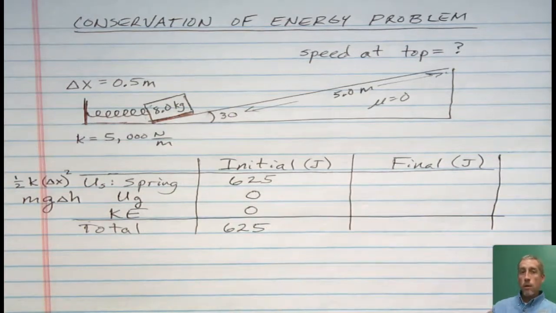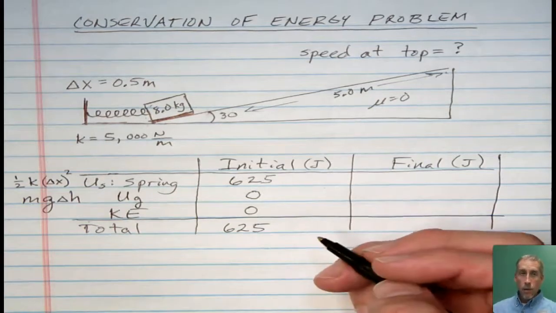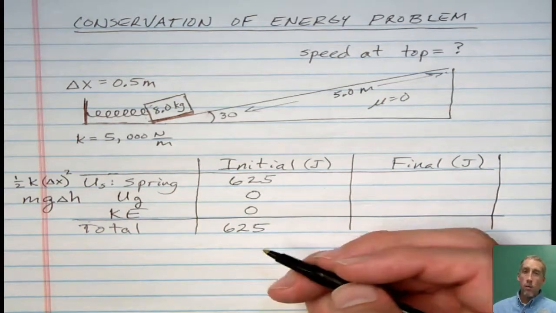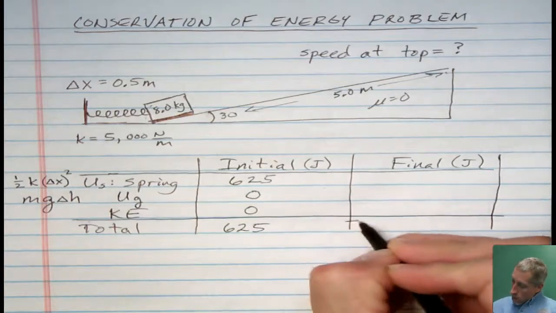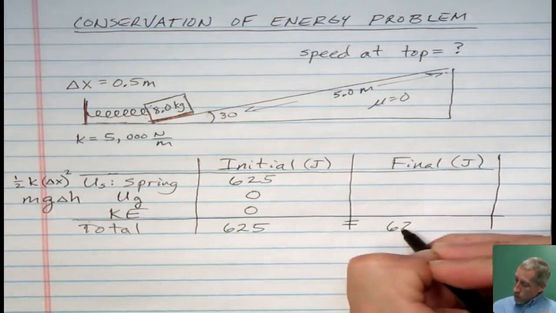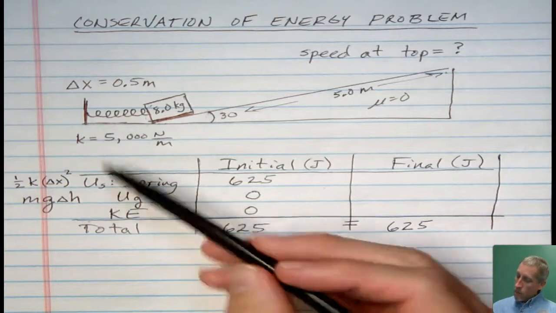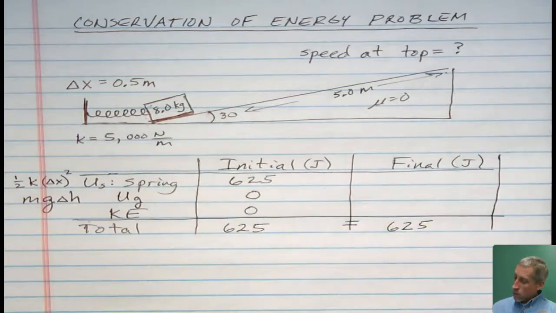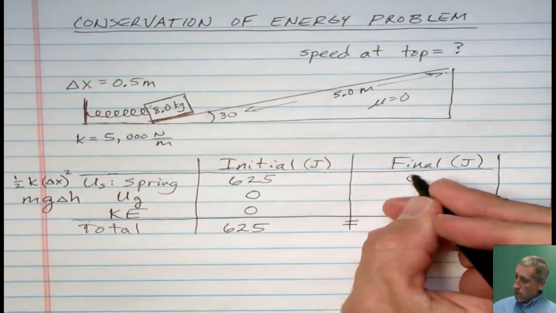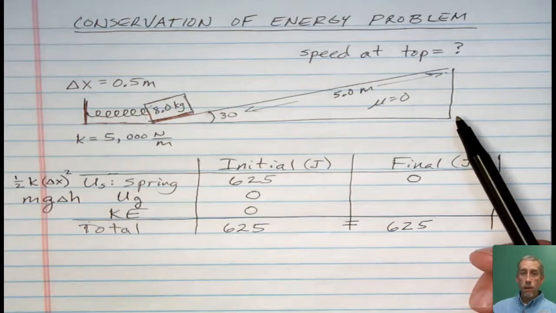And because I've assumed that it's going to be conserved, there's no what we call dissipative forces. Those are forces that turn mechanical energy into something like heat, typically. I have none of those, so I can assume 625 joules of energy at the end. Well, obviously my spring is not going to be squished anymore once it's up to the top, so I will have no spring energy. But I will certainly have some height, so I'll have some gravitational potential energy.